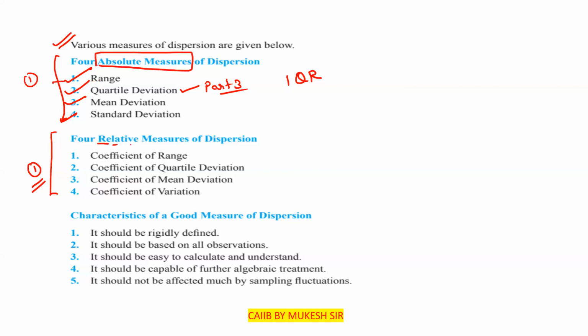And next are the 4 relative measures. With respect to the range, the relative measure is the coefficient of range. With respect to quartile deviation, it is the coefficient of quartile deviation. With respect to the mean deviation, it is the coefficient of mean deviation. With respect to the standard deviation, it is the coefficient of variation. Clear? These are all the relative measures of dispersion.